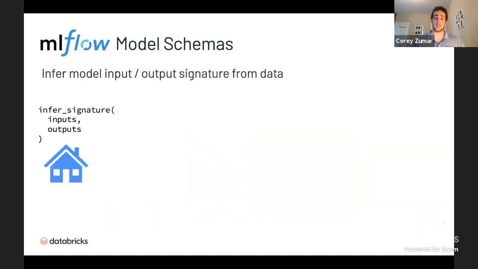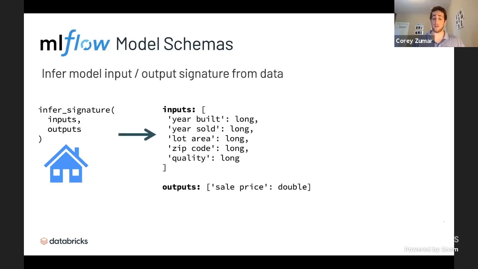Let's take a look at the high-level workflow for associating a model schema with your MLflow model. In this example, we're going to leverage MLflow's infer signature API to extract a schema from our housing data set that we used in the previous example. Together, an input schema and an output schema combine to make a signature. And when we call this infer signature method on some example data from that data set, we obtain a collection of input and output columns. These are mappings from column names to data types.